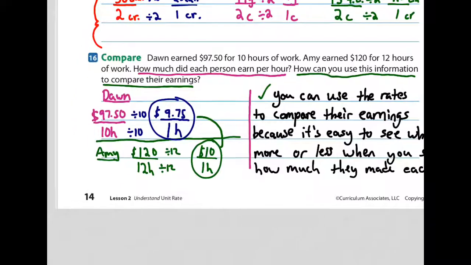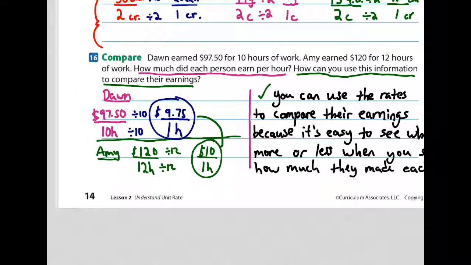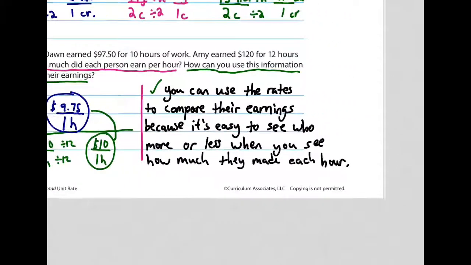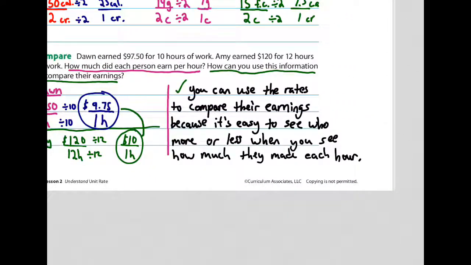But when you get it down to the rate and they're both working for 1 hour, it's easy, since they're both working the same amount of time, to see who made more or who made less. So for the same amount of time, Dawn made a little bit less, $9.75, than Amy did. So that's all I'm trying to say here: use their rates to compare what they made, because it's easy to see who made more, who made less. That's all I was saying.